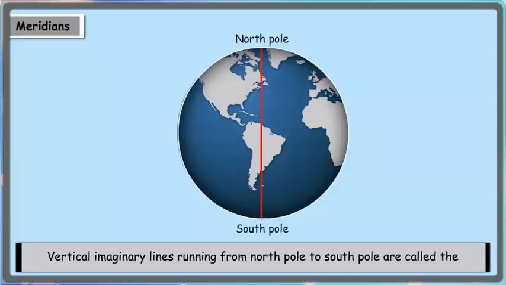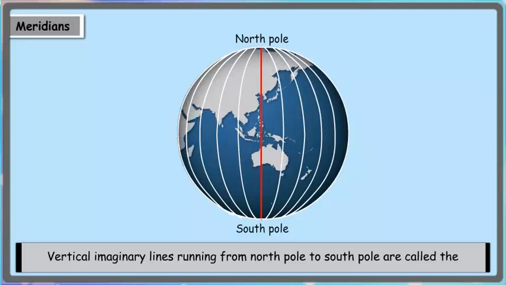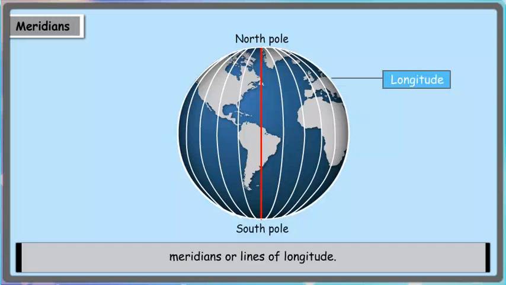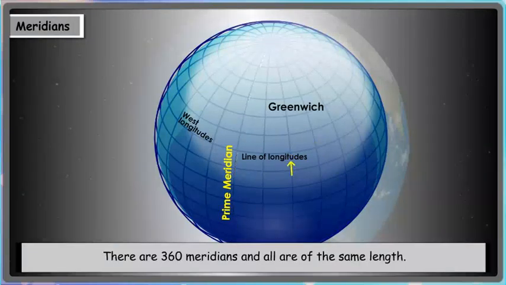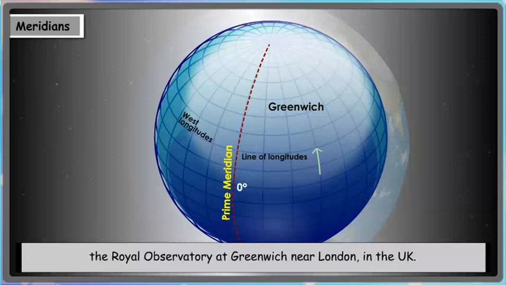Meridians. Vertical imaginary lines running from North Pole to South Pole are called the meridians or lines of longitude. There are 360 meridians and all are of the same length. 0 degree longitude, that is meridian, is called Greenwich or prime meridian, as it passes through the Royal Observatory at Greenwich near London in the UK.